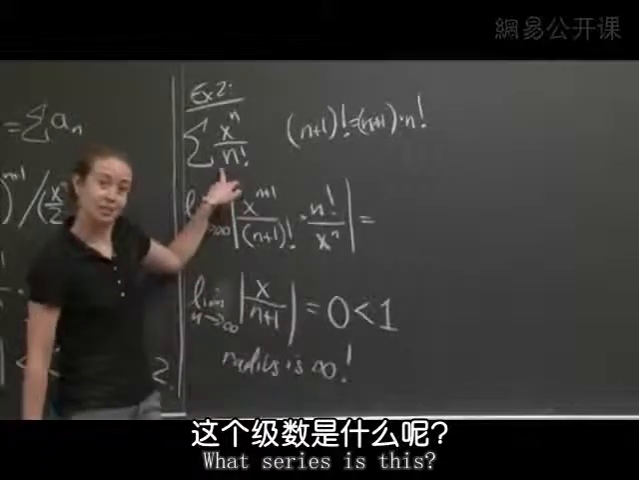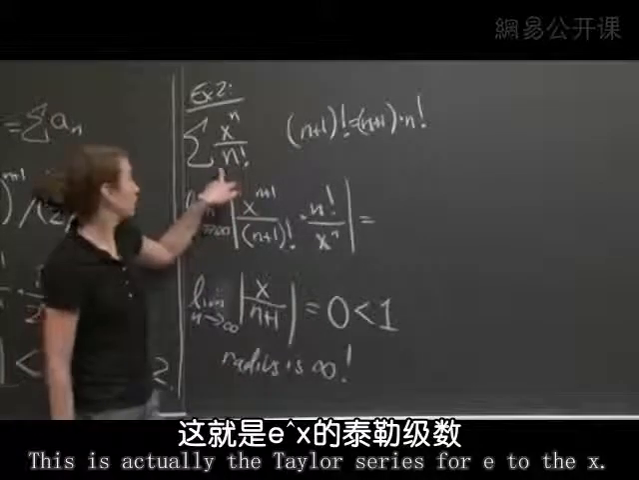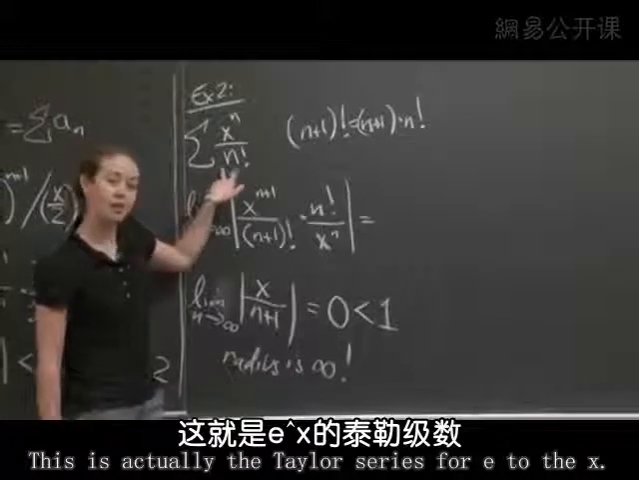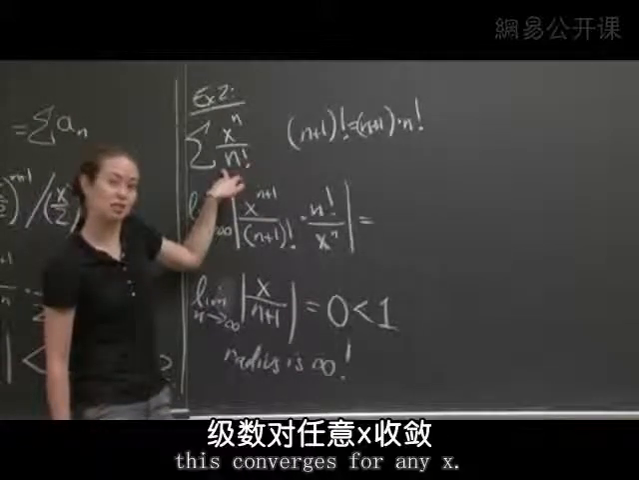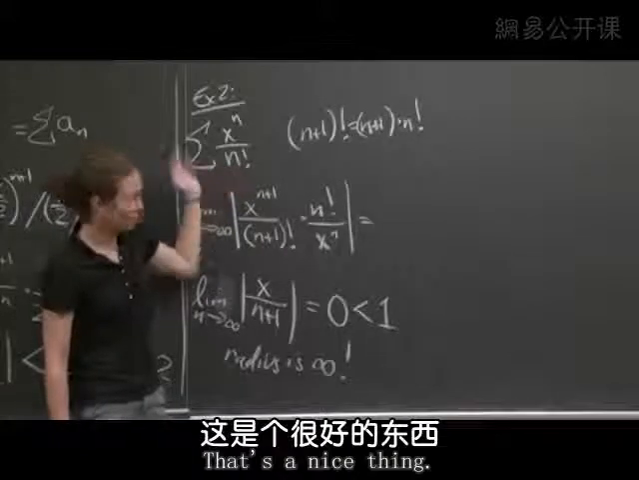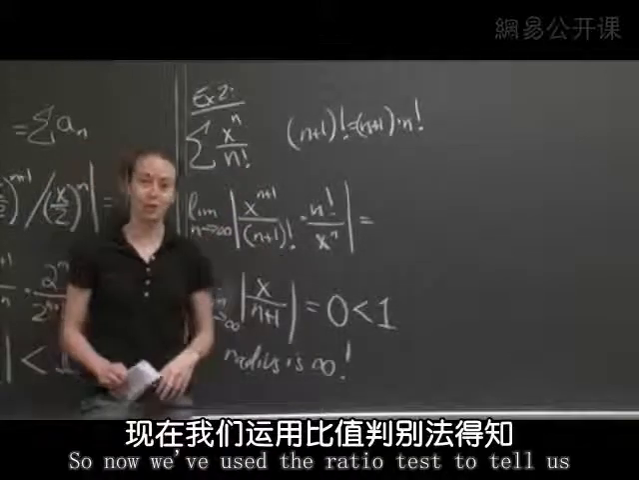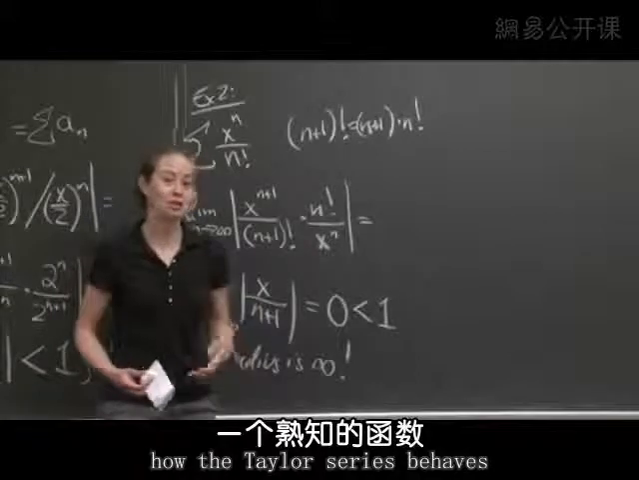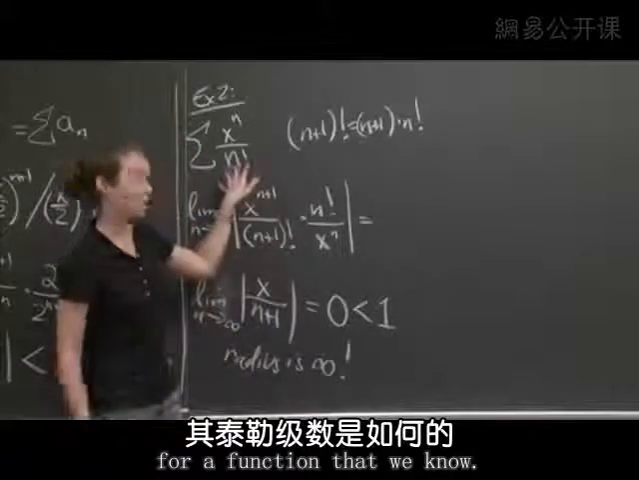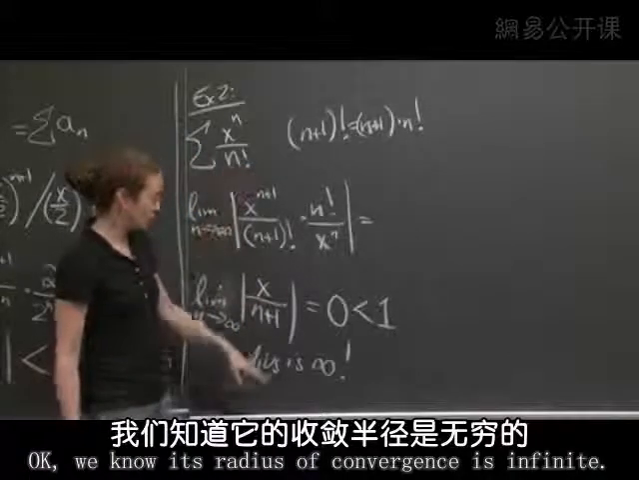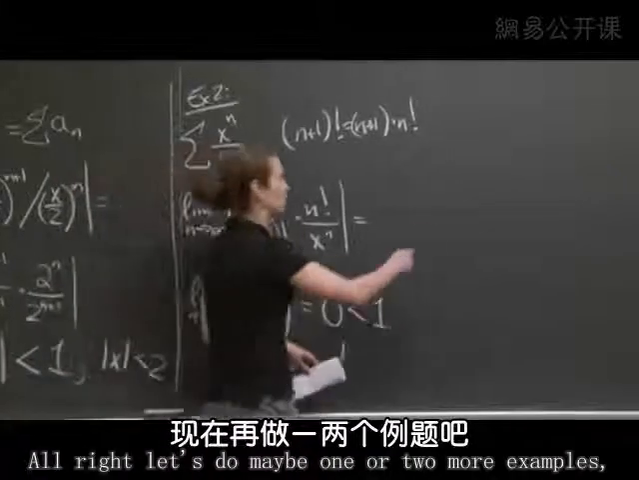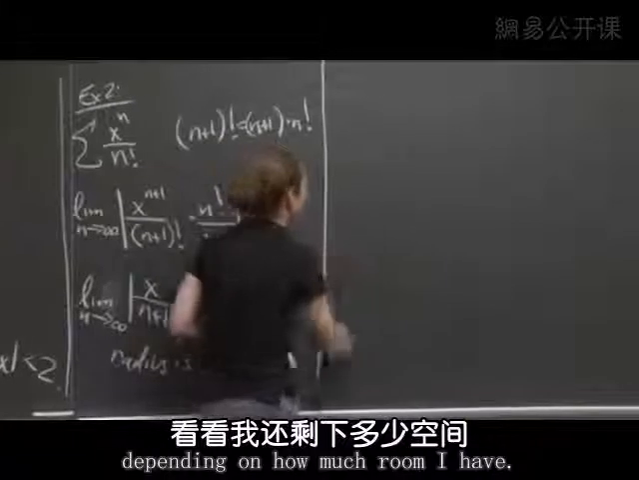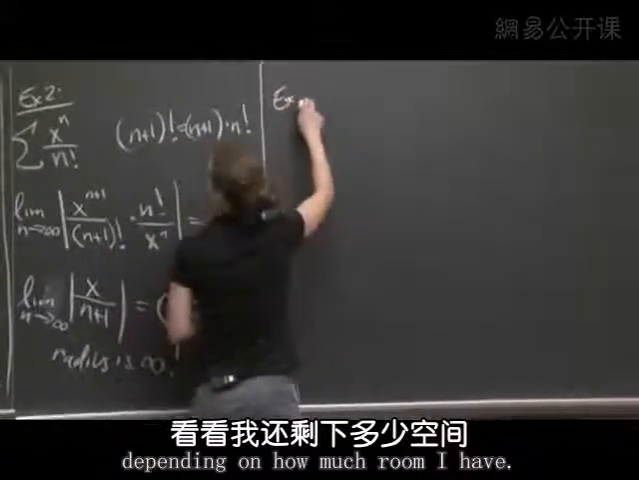What series is this? This is actually the Taylor series for e to the x. So we know that the Taylor series for e to the x converges for any x. It's kind of a nice thing. So now we've used the ratio test to tell us how the Taylor series behaves for a function that we know. Okay, we know its radius of convergence is infinite, so that's pretty nice. All right, let's do maybe 1 or 2 more examples, depending on how much room I have.